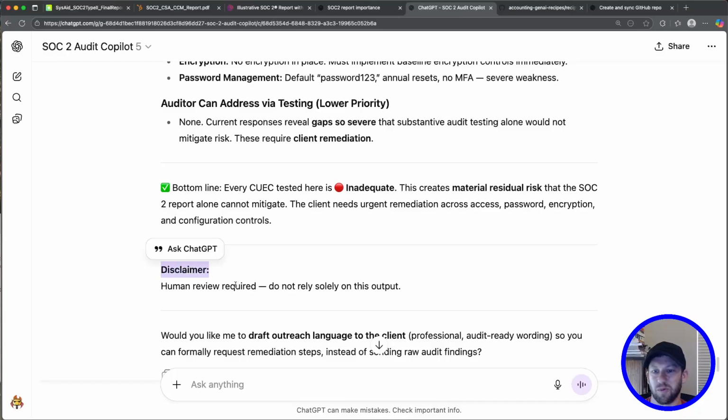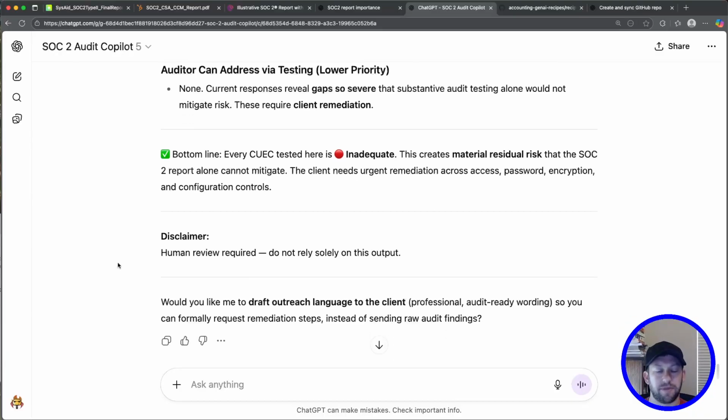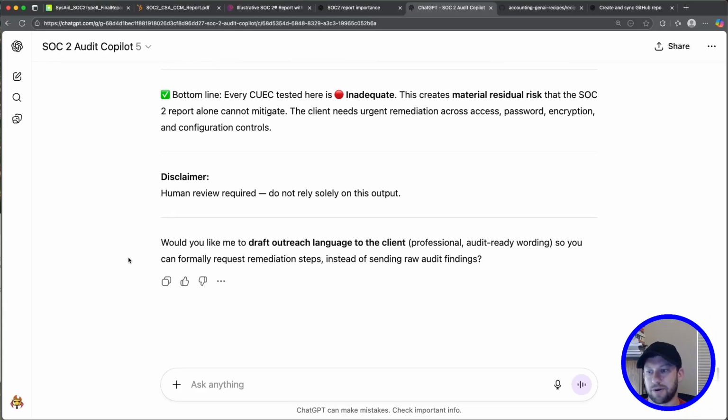Disclaimer: human review required. Do not rely solely on this output. I love it. Like I said, don't rely solely on this output from ChatGPT. It could be incorrect, and you still want to make your own judgment call. This is why it shouldn't replace auditors completely. It can be used to enhance and help auditors, and the same goes for accounting professionals who are running the organization. It's going to help them understand and get things right, but it's not going to replace them.